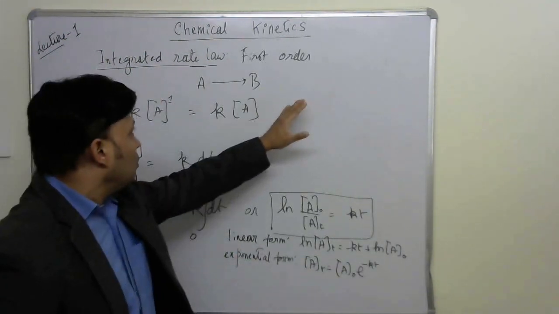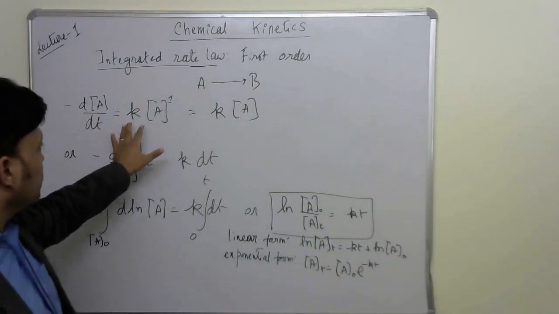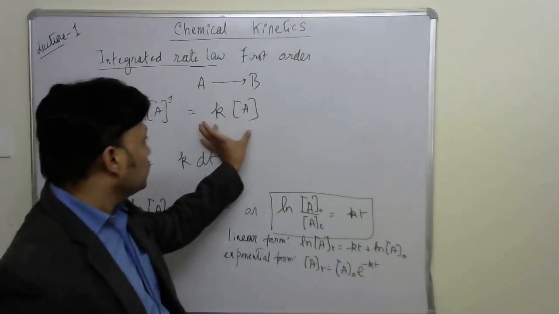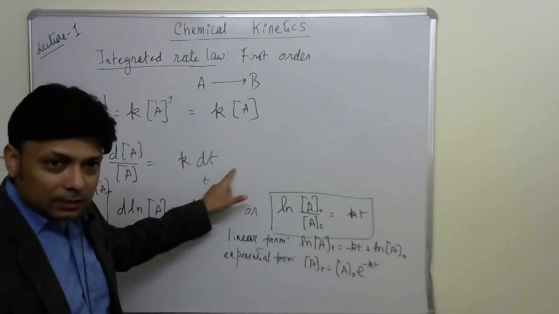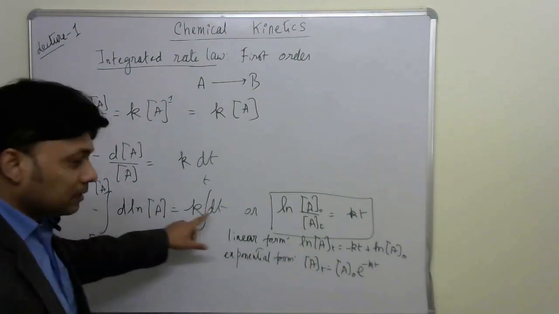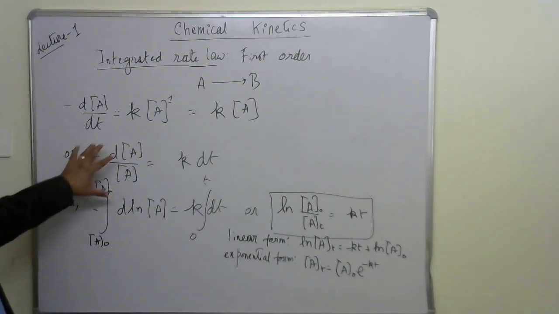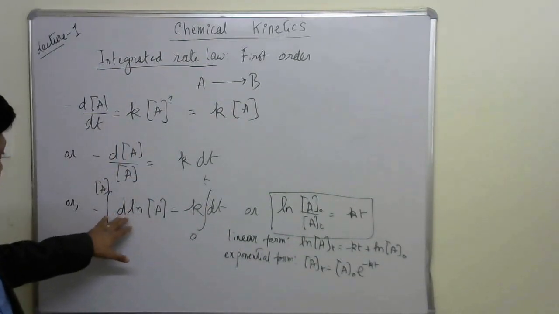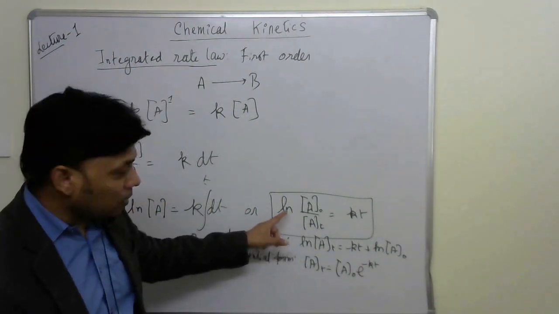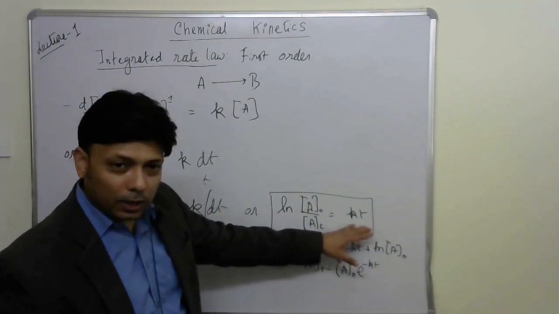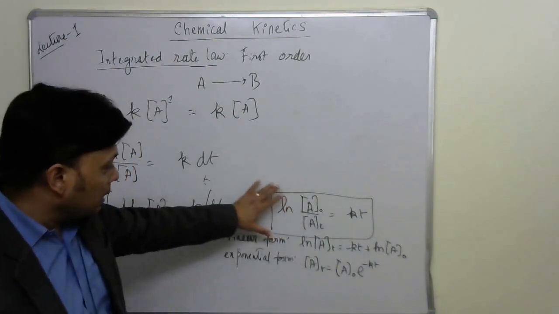Okay, so if we try to derive the integrated rate law of the first order reaction, we write minus dA/dt is equal to k A to the power 1, that is equal to kA, or minus dA over A is equal to k dt. Then we integrate that with the limits 0 to t and A naught to A, and therefore this becomes minus d natural log of A. If we integrate that, we come to this expression: natural log of A naught over A_t is equal to kt.